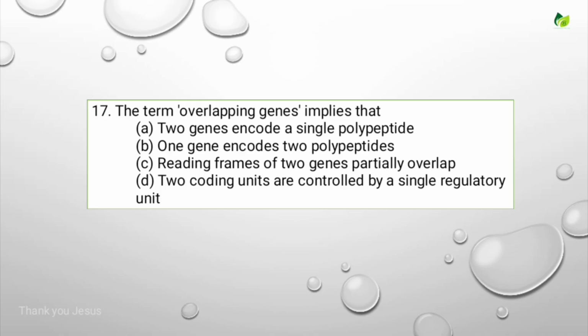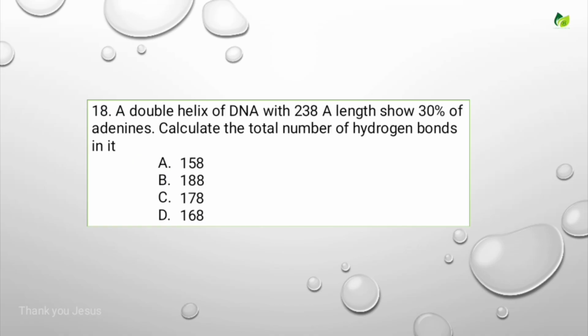The term overlapping genes implies that, options are: two genes encode a single polypeptide, one gene encodes two polypeptides, reading frames of two genes partially overlap, two coding units are controlled by a single regulatory unit. For this, the correct answer is reading frames of two genes partially overlap. Let's see the next question.